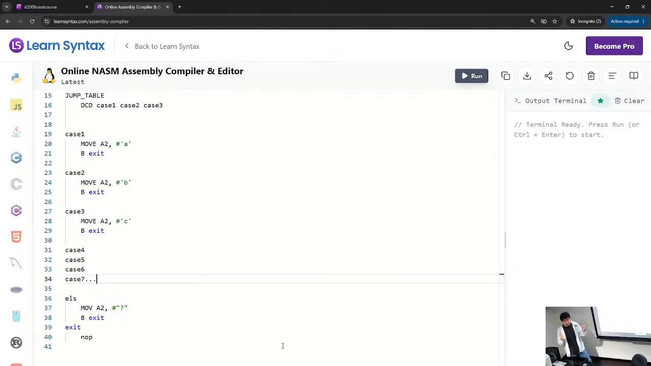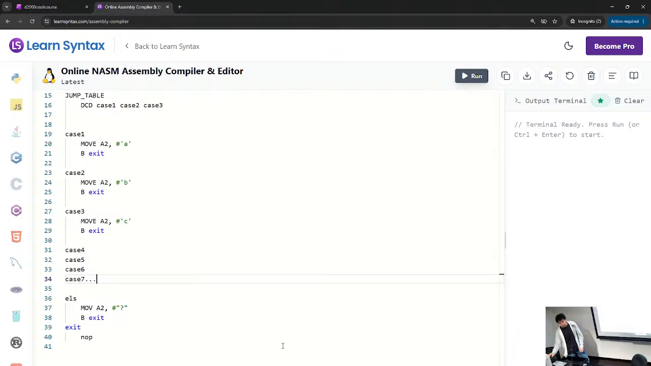If your cases are what's called condensed, or dense, say each case is next to each other. In our example, we had 1, 2, and 3. They're all next to each other. That's a good case for using a jump table. Now, if you had another case which is far away, let's say 4,000, then obviously that's not a good case for the jump table.